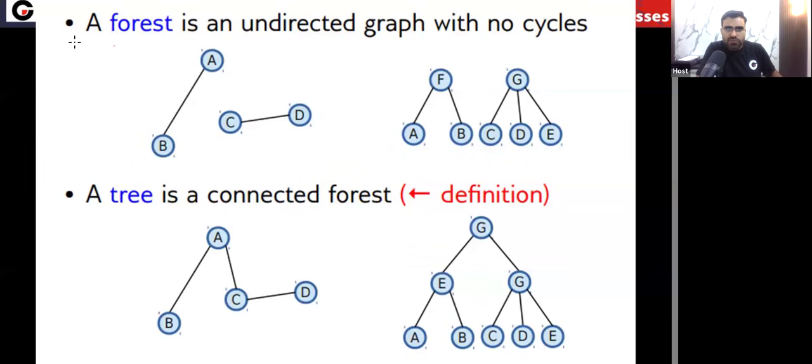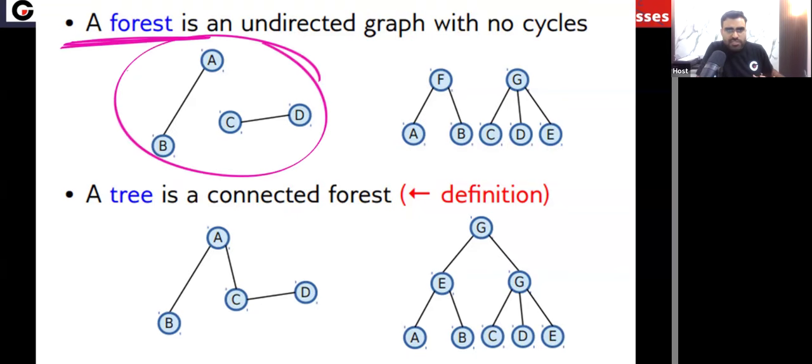For example, you can see forest. Forest means acyclic. This can be disconnected also. For example, this is a forest. This is not a tree because this is not connected. So this is not a tree. This is a forest because there is no cycle, so this is acyclic.